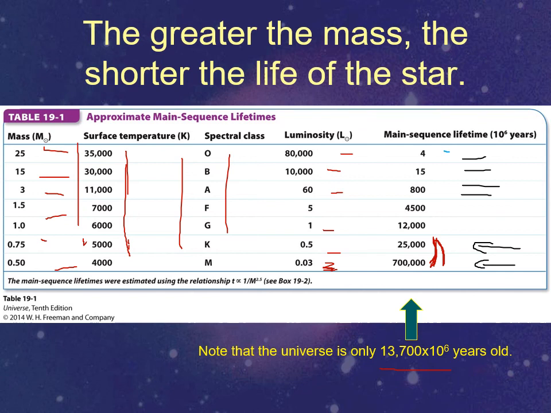Whereas the O, B, and A stars, they don't live very long, and so they form and then they die. And so they are very, very transient things in the galaxy. So the smaller a star is, the longer it lives. The bigger a star is, the shorter the time. So if you look at the HR diagram, that gives you an idea of the lifetime of a star.